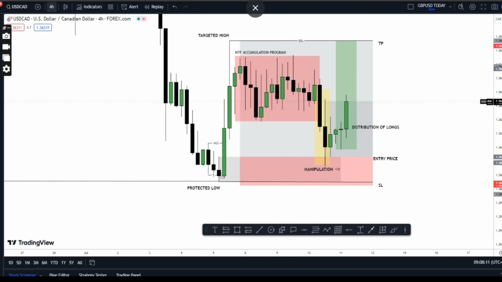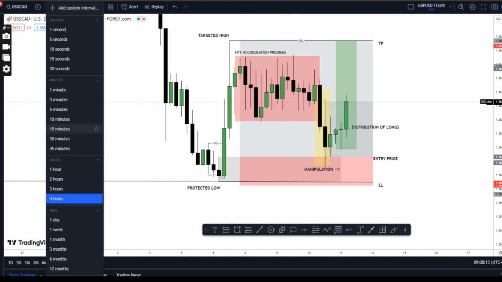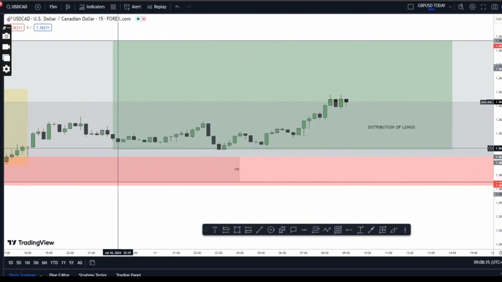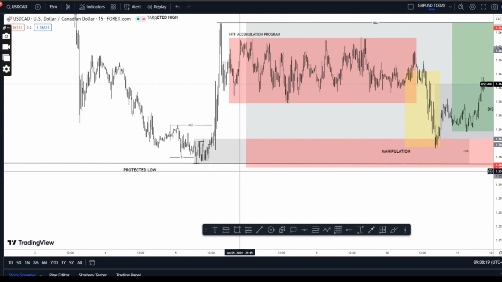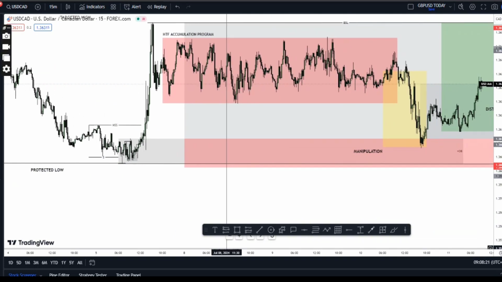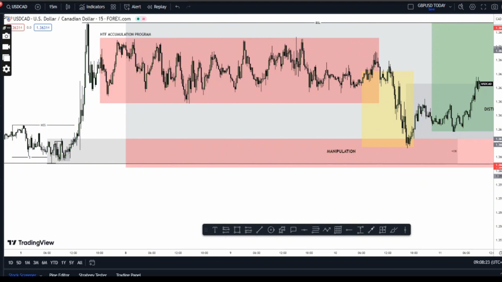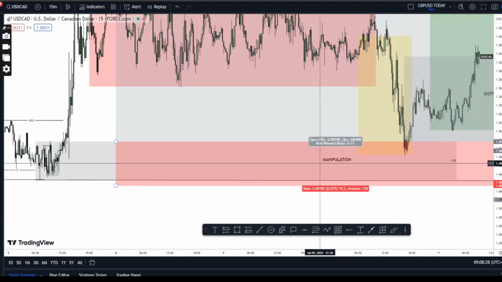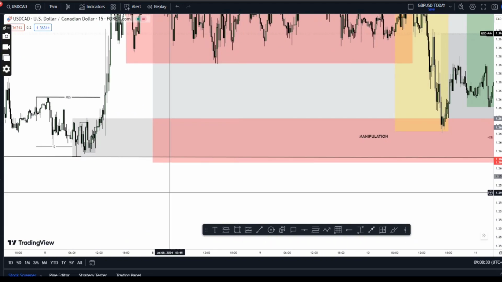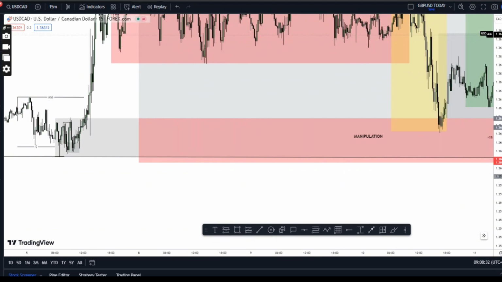So how do we refine this entry now? Now we go down to the lower time frame, 15-minute time frame. Mind you, always take your trades from protective highs or lows. Okay, can you see that this is a very simple concept of accumulation, manipulation, and distribution? So I'll do a video later on accumulation, manipulation, distribution. So that's why you want to make sure you stick to this channel, guys, and make sure you subscribe. Okay, very important, guys.